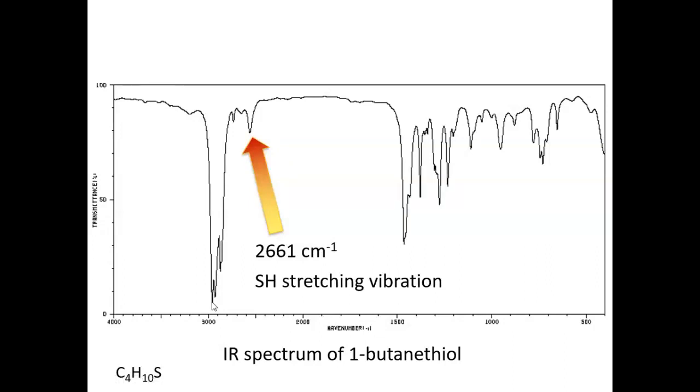And SH stretching, because S is much heavier than O, the SH stretching is of substantially lower frequency than the OH stretching. Also SH is substantially less polar than OH, so it's not as intense. So SH stretching actually appears here, between 2600 and 2700 reciprocal centimeters. It's heavier and less polar, so lower frequency and weaker. So this is SH.